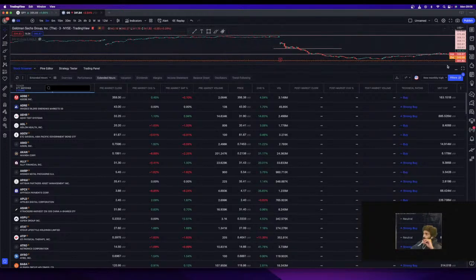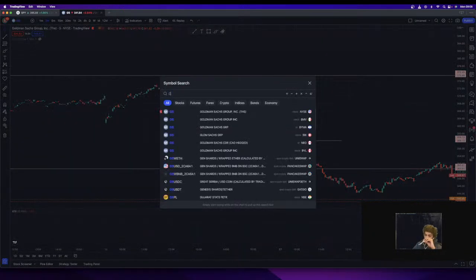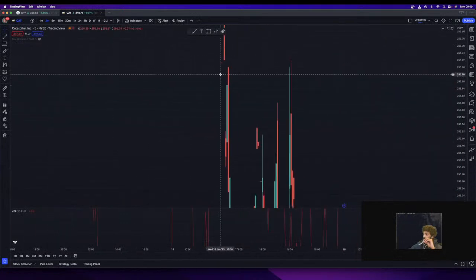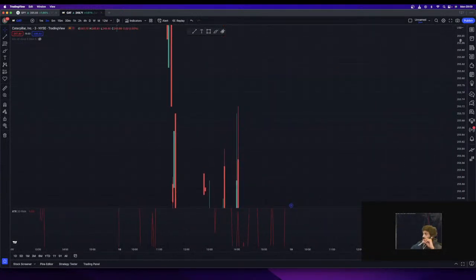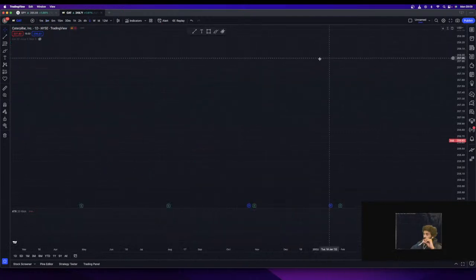So let me give you an example. Something beautiful happened with Caterpillar on Friday. They breached the new all-time highs and they were pushing higher and higher, and look at what happened on Friday. Let me go back to the daily chart, it'll be more clear.